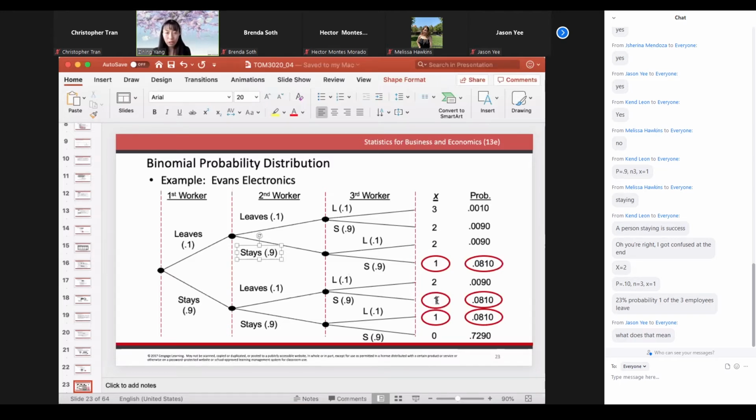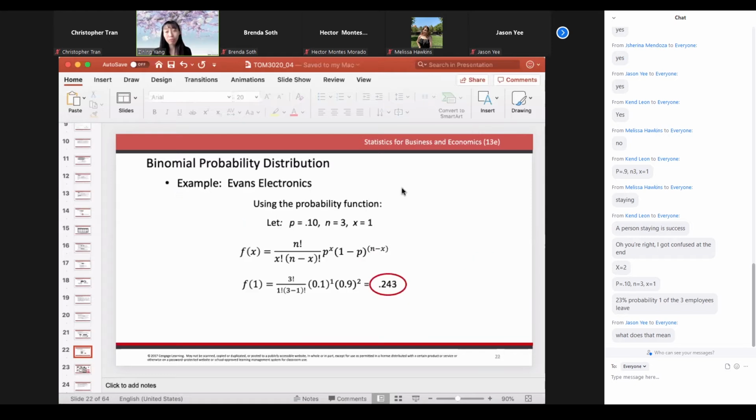There is a second scenario where worker 1 and worker 3 decide to stay, but worker 2 decides to leave. Those 3 probabilities get us to 0.081 as well. And a third scenario where worker 1 and 2 decide to stay, but worker 3 decides to leave. Putting together those 3 probabilities, we get 0.081 as well. Adding up the 3 probabilities, we get a total of 0.243.